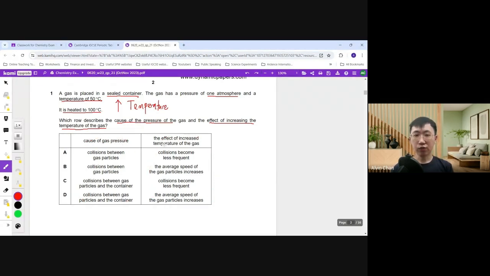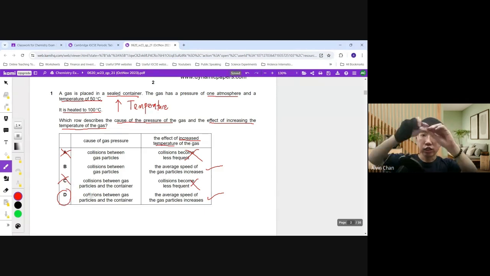Now, the effect of increasing temperature: collision become less frequent? Nope. Average speed of the gas particle increases. Good. Less frequent, nope. And average speed increases, correct. So I knew that A and C are out of the discussion. So the difference is just collision between the particles or collision between particle and container. Definitely D. That is the definition of pressure. Collision with the particle is not causing the pressure, but with the container itself. So question 1, I'm very confident, put like this or smiley lah.